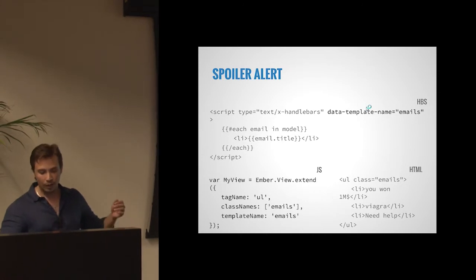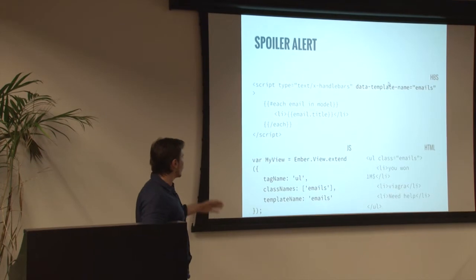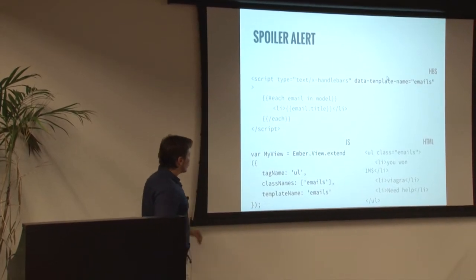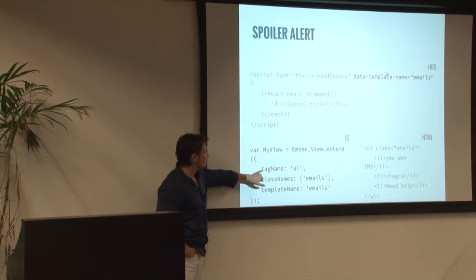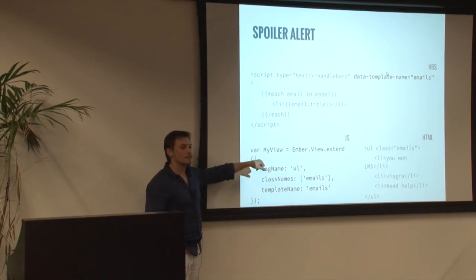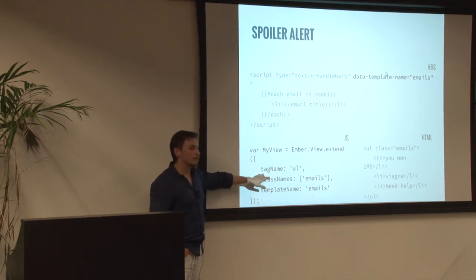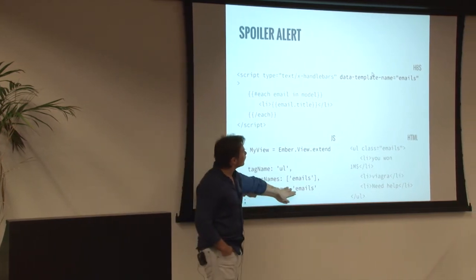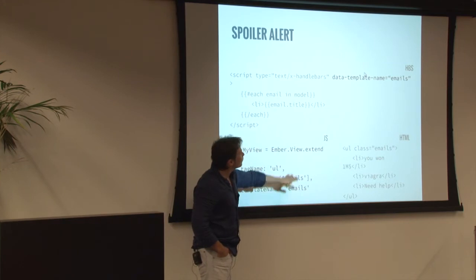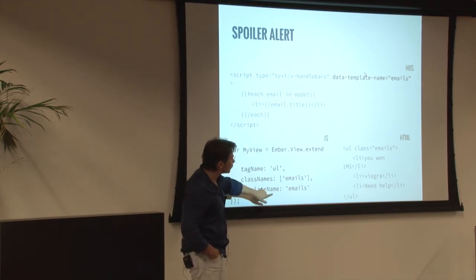That's on one hand. On the other hand, I have an Ember view. I extend the object. And inside I have three attributes. The first one is tagName. TagName is the tag of the wrapping element around your template. With className, you can set a certain class on this element. And templateName is the name of the template which you specified there. So that's the relationship between them.